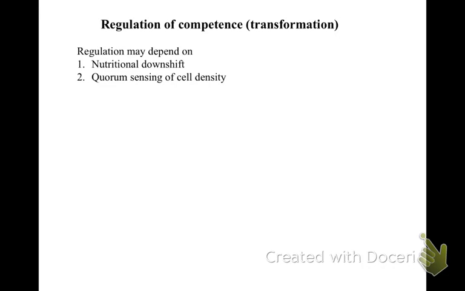As I mentioned earlier, this is a highly regulated process because the cells typically don't want to produce all of the components to take up DNA unless there's an urgent need to do so. Regulation may depend on, as I mentioned earlier, either nutritional downshift or, in some cases that we're going to talk about now, a process called quorum sensing, which measures cell density. And I want to point out also that these are not mutually exclusive. In some cases, a nutritional downshift stimulates this quorum sensing process.